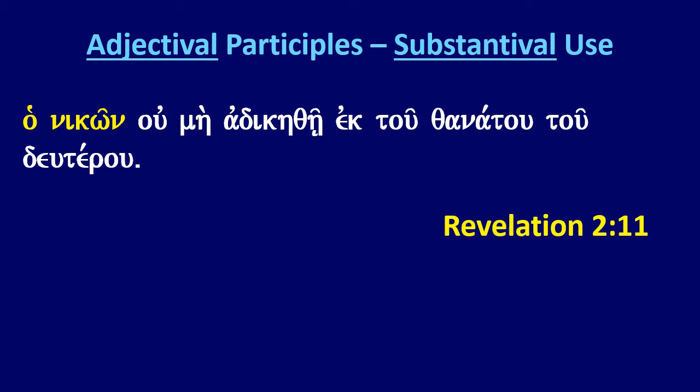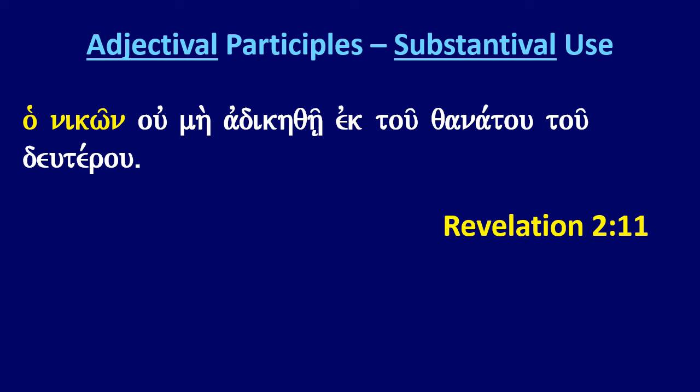The point is, with ha nikon, that's that construction, we know that it's an adjectival use, again, of the participle nikon, from nikao, meaning I overcome. It's a participle here because of the ending to it, nikon, and it's preceded by the article. So this can't be an adverbial participle. Rather, it's adjectival, and in this instance, it's functioning substantively. It tells us the one who overcomes, or he who overcomes. There's your noun phrase, in essence, your subject for the sentence.